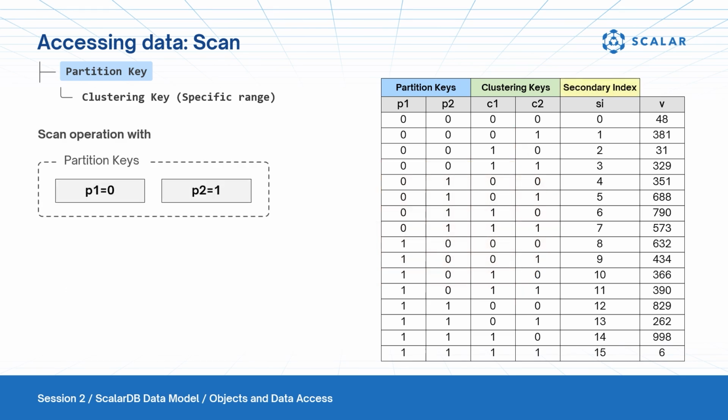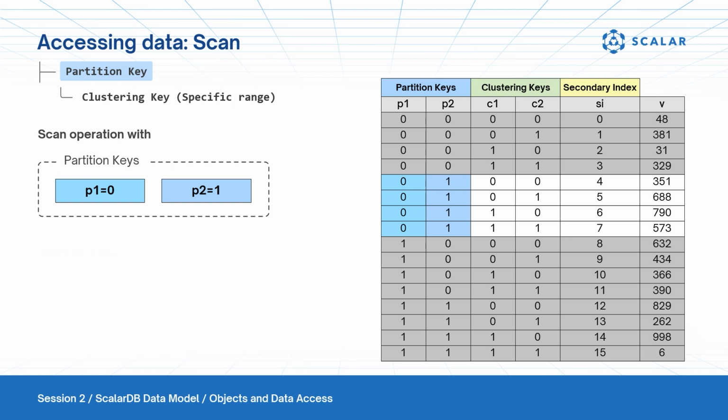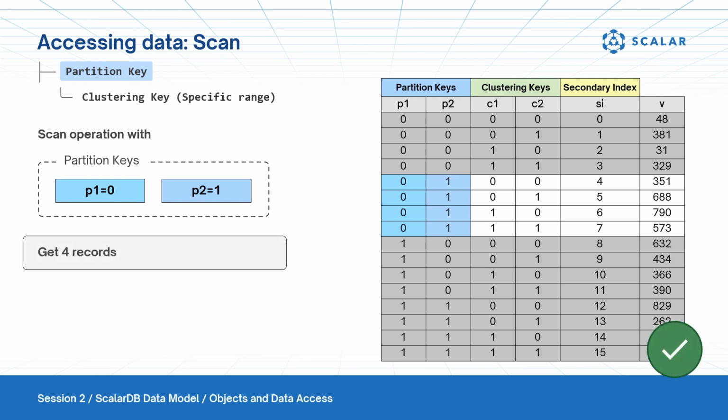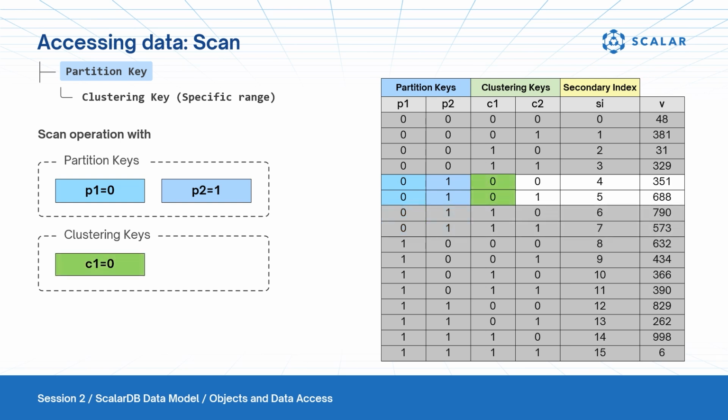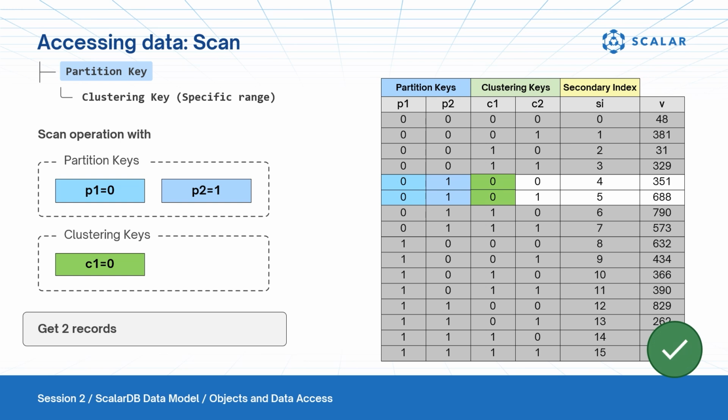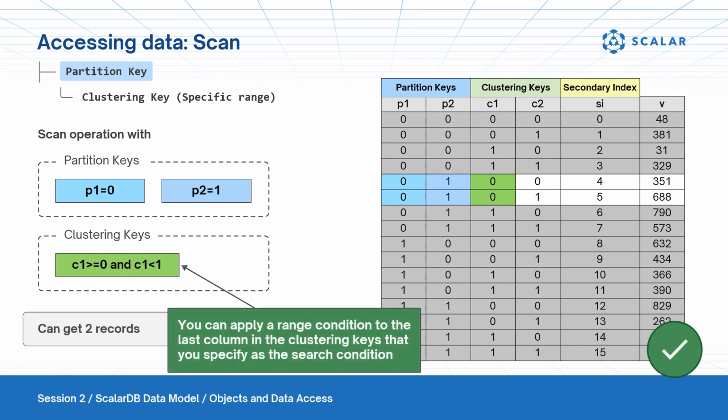Specify the partition keys for the filtering condition first. You cannot define a subset of partition keys when a filtering is done based on partition keys. In this example, four records are returned based on the filtering done by using the partition keys. In scan, you can add a subset of clustering keys as a filtering condition. If the C1 column is added as a filtering condition, 2 records are returned. When the C1 is the last clustering key column for the filtering condition, it is possible to use range conditions as well.